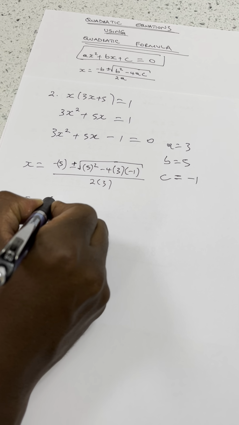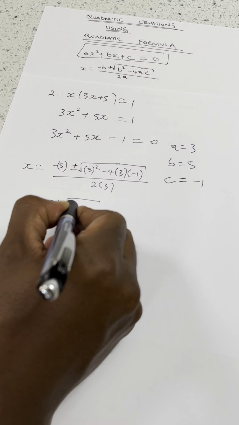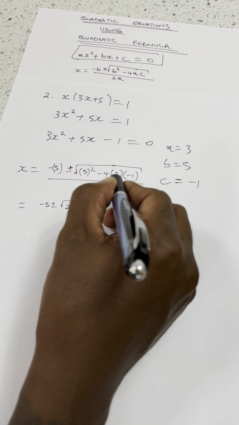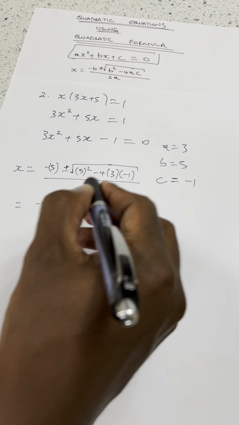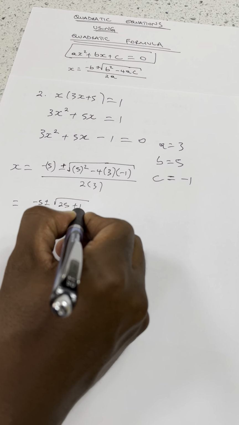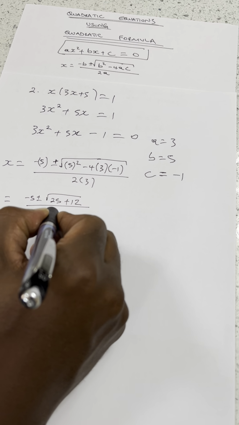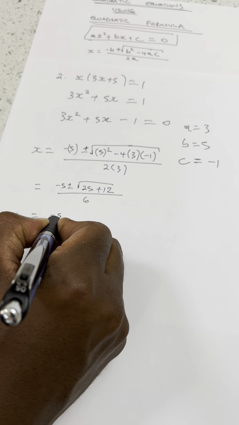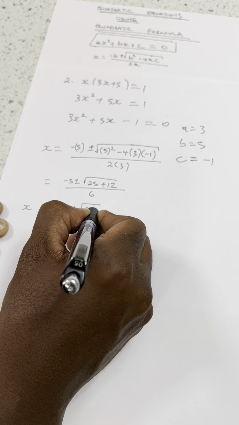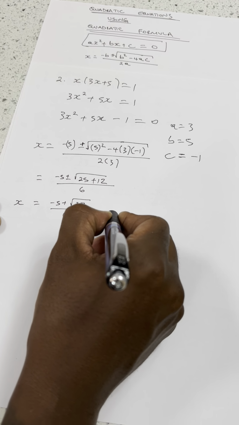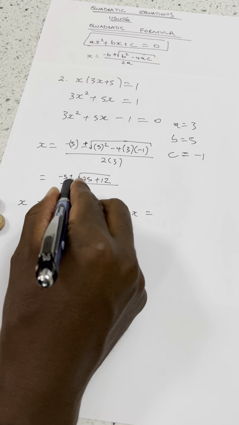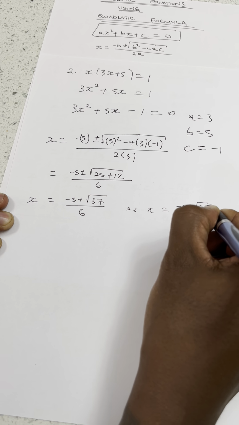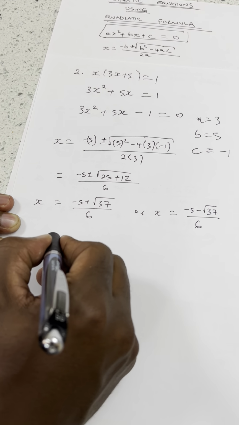Solving this now, we have negative 5 plus or minus the square root of 25 minus negative 4 times 3, which is negative 12, times negative 1 becomes positive 12, over 2 times 3, 6. Then we have x is equal to negative 5 plus the square root of 37 over 6, or x is equal to, now we use the minus, negative 5 minus the square root of 37 over 6.